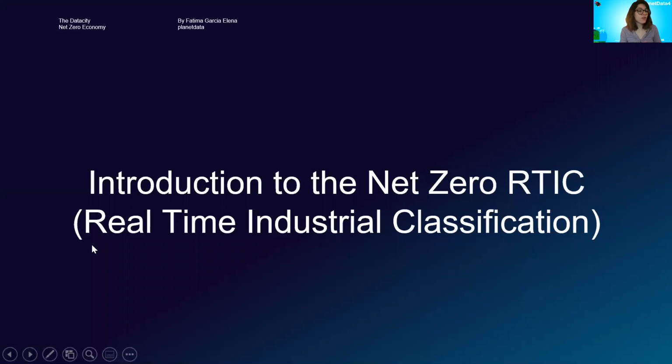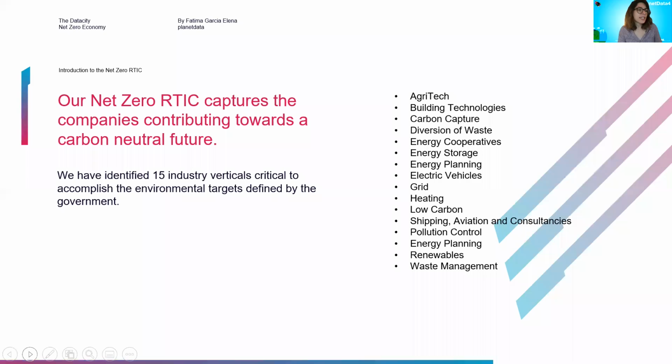Before anything, it's important that I explain what Arctic means. Arctic stands for Real-Time Industrial Classification, and this is a proprietary method by the Data City, where we use machine learning to identify and classify industrial sectors with regards to language patterns in website text. We will talk about this a little bit more later on. But basically our Net Zero Arctic captures the companies contributing towards a carbon neutral future.